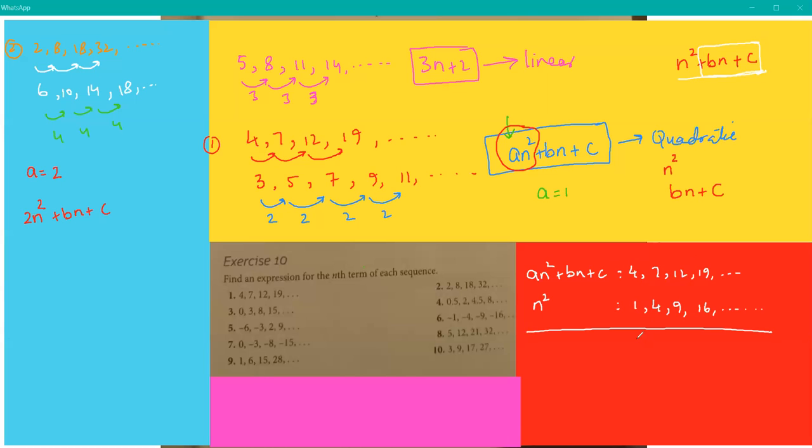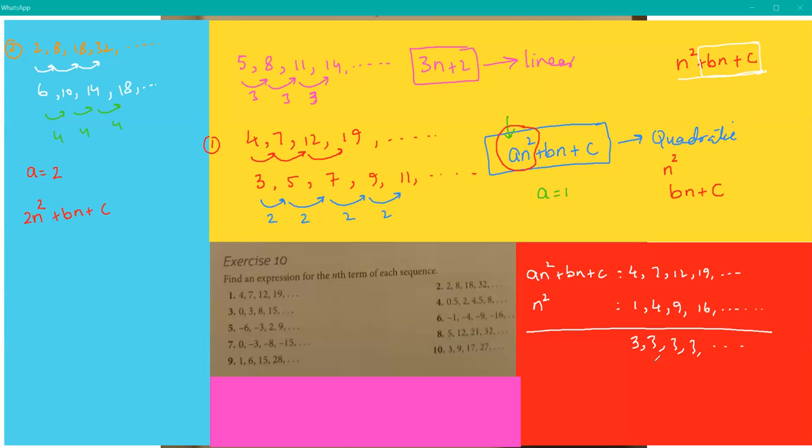What is 4 minus 1? That is 3. 7 minus 4, that is 3. 12 minus 9, 3. 19 minus 16, 3. Three. So what is the nth term for this? Three. 3n or just 3?